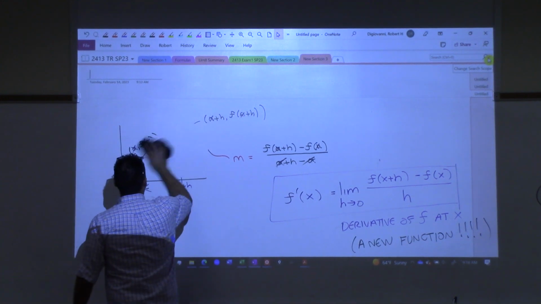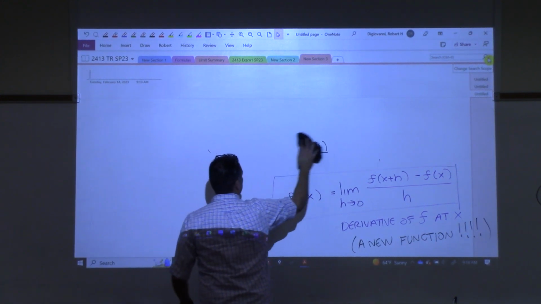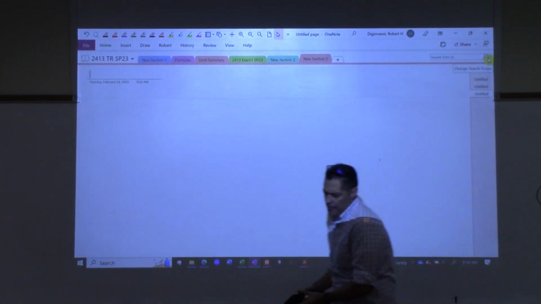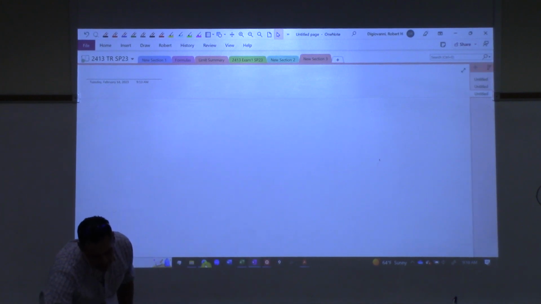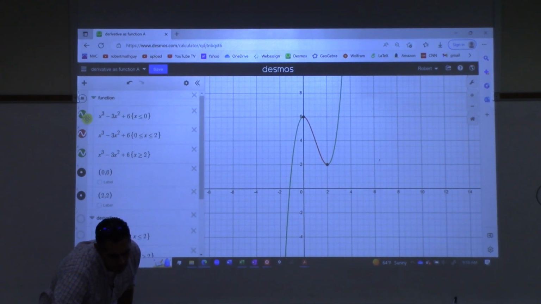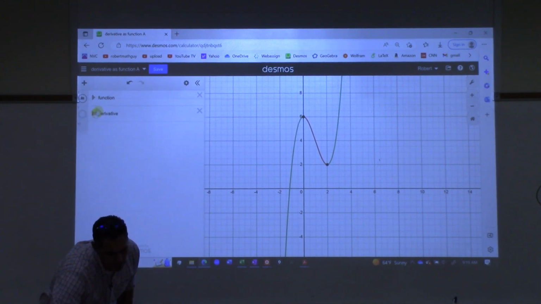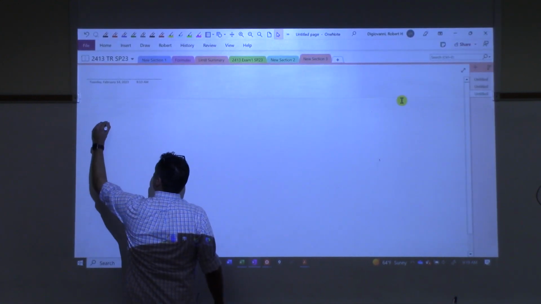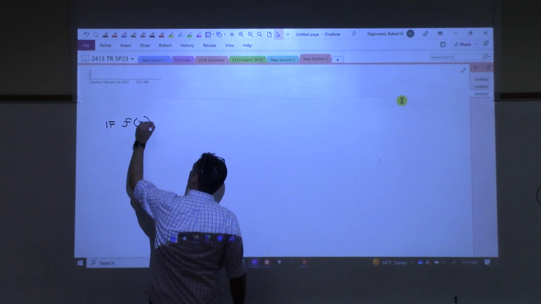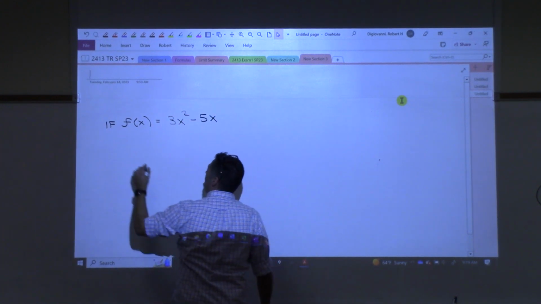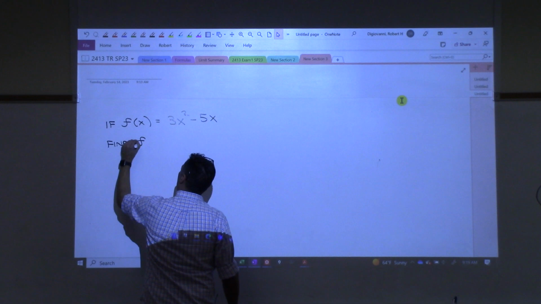All right, so let's start with the function. And I have an example ready to go here, so let me look at it real quick. No. Maybe not that one to start. Let's do something a little easier. All right, if f of x is equal to, let's go with 3x squared minus 5x, I want us to find f prime of x.